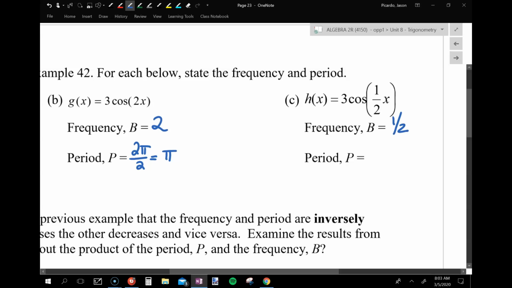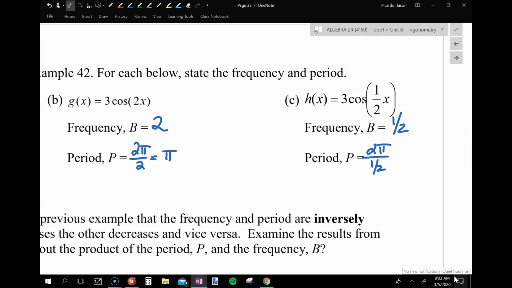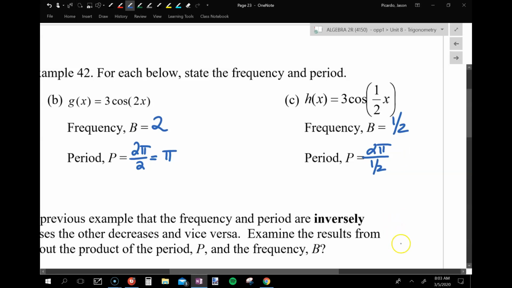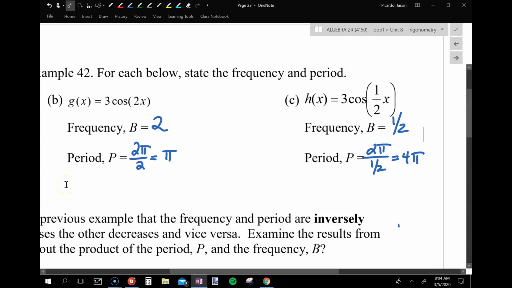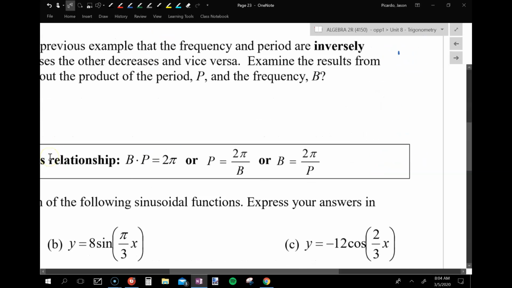So if I take 2 pi and I divide it by a half, how many halves go into 2? How many halves go into 2? 4 do. So this means that it's going to take 4 pi to see a period. And a period is just one cycle. Guys, this can be extraordinarily confusing if you don't sort of envision these pictures that go along with it. Okay, the pictures will help you.